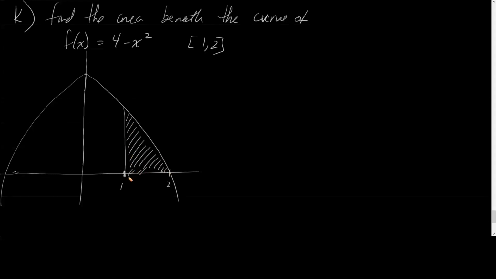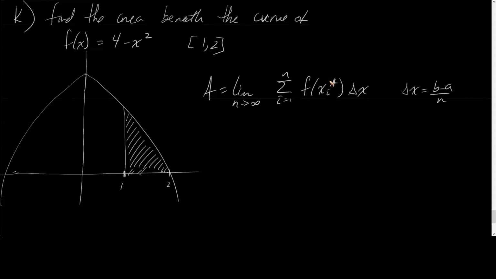Well, we already know the formula. The formula was that the area is equal to the limit as n goes to infinity of the summation from I equals 1 to n of f of x of I star times delta x. And again, we know that delta x is just b minus a over n. And if I use the right endpoints again, and again, in general, I do recommend using the right endpoints unless the instructions say otherwise. So using the right endpoints here, I'm going to say that that's a plus I delta x, right? So what does that mean?